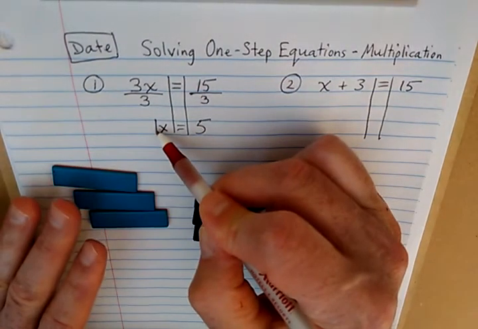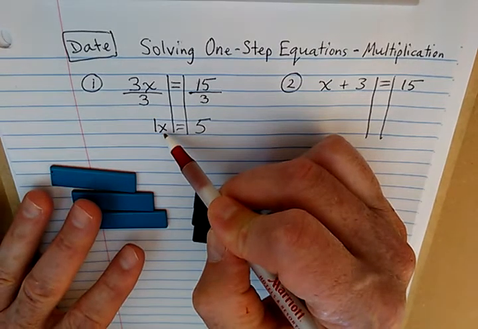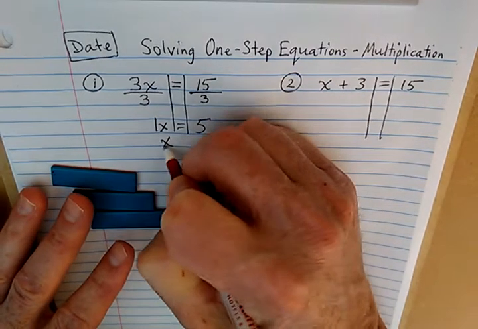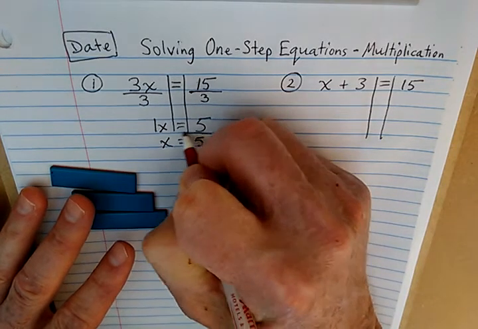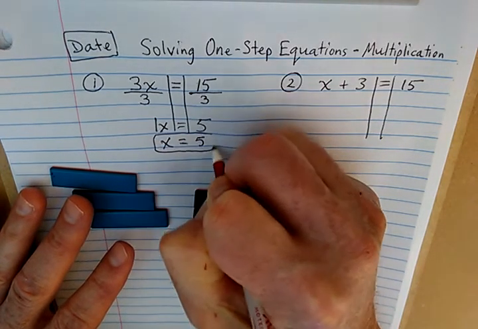Remember, we don't have to have a 1 in front of the x though, because anytime you have an x by itself, it just means 1x. So you could write it this way: x equals 5, like that.